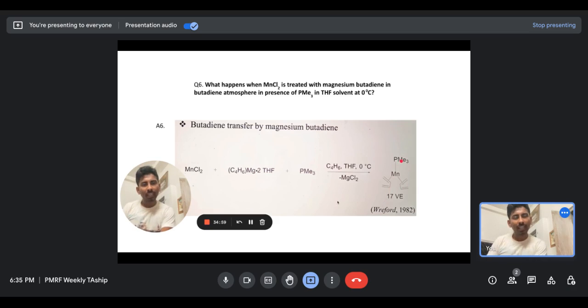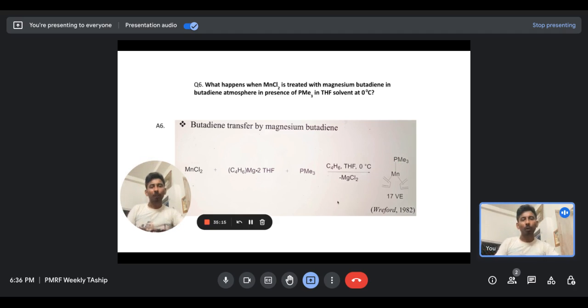So we can vary this kind of phosphine. From PMe3 we can go to PPh3 or PF3 or PCl3 or P(OMe)3. Such kinds of compounds can also be used, so that we can get a more stable version of this specific example.